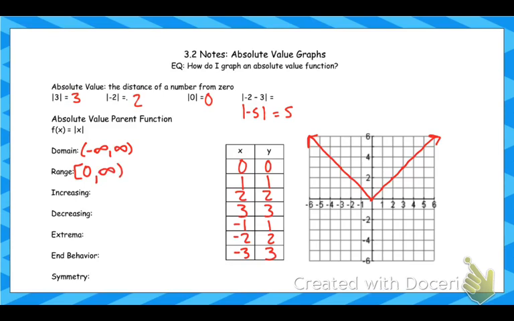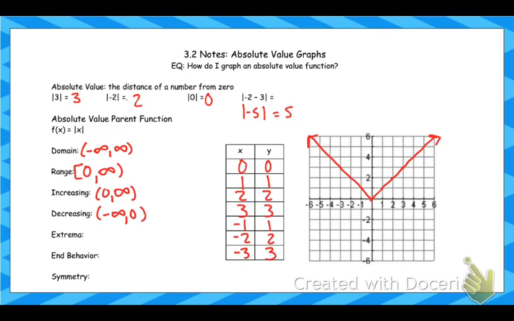Increasing intervals. Remember, increasing is left to right. As our x's get bigger, the y's are getting bigger. So the way we'd write that section, that's from 0 to infinity. Decreasing. That's this section of my graph over here. So this graph is decreasing from negative infinity to 0.